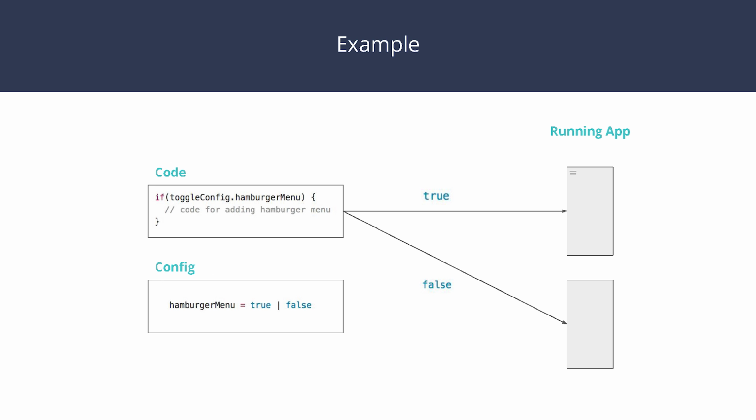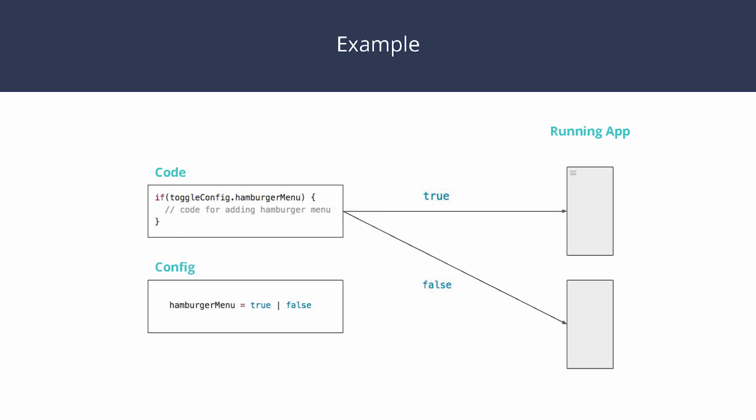And so here we have the code. There's an if statement, and it's just referencing a configuration here, which dictates whether or not that hamburger menu should be added into the application. If the Boolean value here is true, then in your running application, the hamburger menu feature will be added in. And if it's not, it won't be.